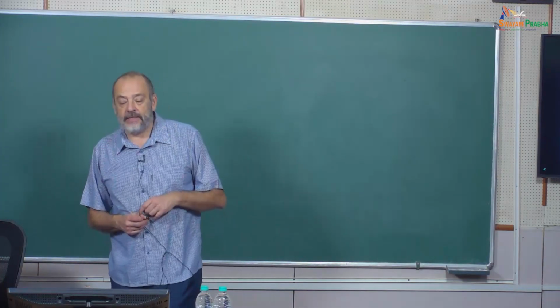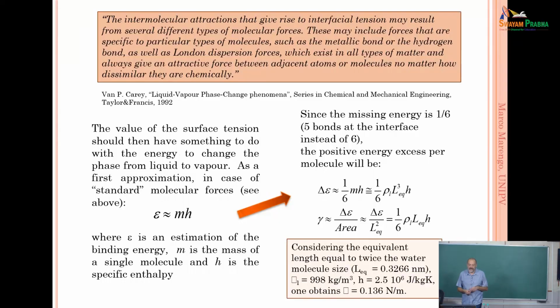We can even evaluate the surface tension in the sense that, as a first approximation, we can say that epsilon, this kind of binding energy, is in fact proportional to the mass of the molecules multiplied by the enthalpy. I said that the enthalpy is related to the binding energy. Since the missing energy is 1/6, because inside we had 6 neighbors and above only 5, we are missing 1/6 of the binding energy, 1/6 of M H. Is it right?